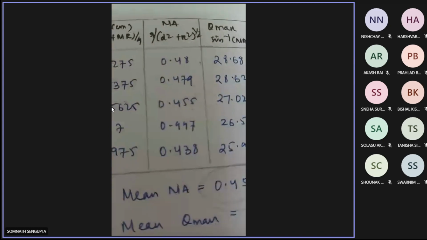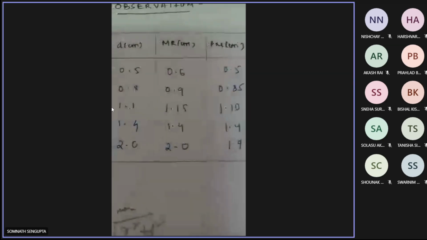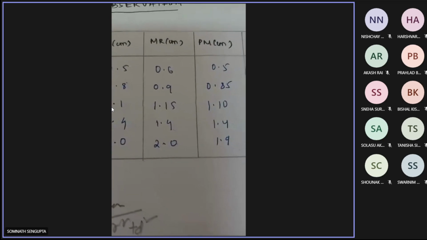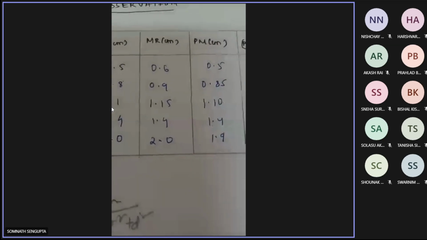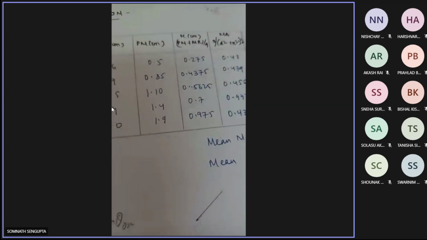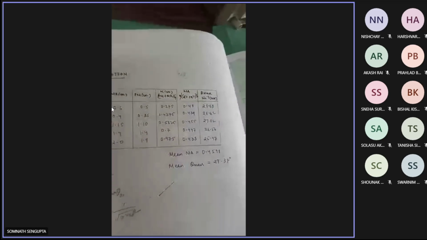So accordingly, you make the table. Okay, these are the table you follow. I will not give you this reading for this. From the manual, you see the formula and make the corresponding table. And for each reading, you calculate the numerical aperture and theta zero max, and you take the average value of numerical aperture and theta zero max. Is it clear? Yes. Okay.